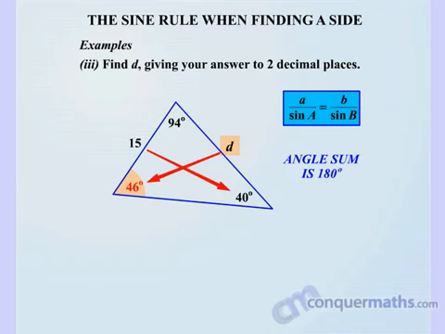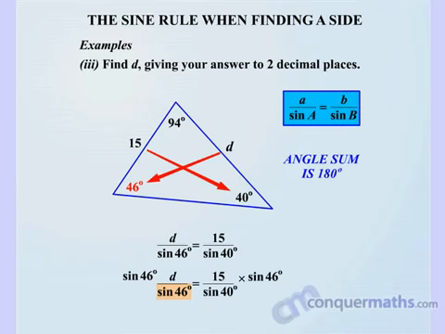d matches up with the 46 degrees, so we write d over sine 46 degrees. The 15 matches up with the 40 degrees, so it equals 15 over sine 40 degrees. So let's move on. Rewriting it, trying to find d. At the moment, it's being divided by that sine 46, so let's multiply both sides by the sine 46. We can see then on the left-hand side, they'll cancel each other out. Excellent. We have the d now by itself, so therefore d equals, and using the calculator, 15 divided by sine 40, then multiply that by sine 46, we get 16.79. This time we've rounded off to 2 decimal places.